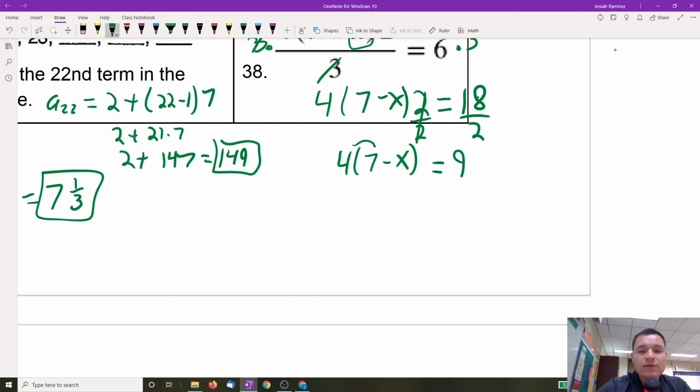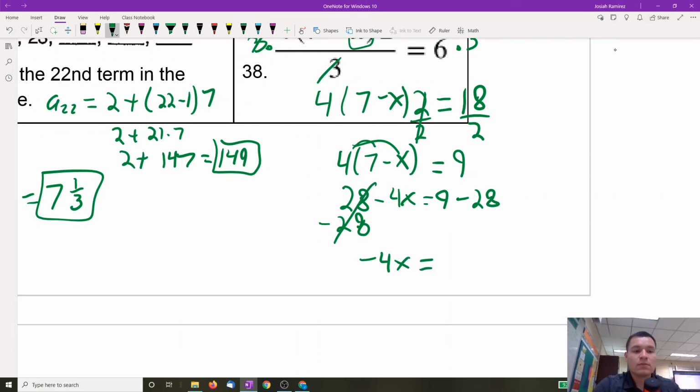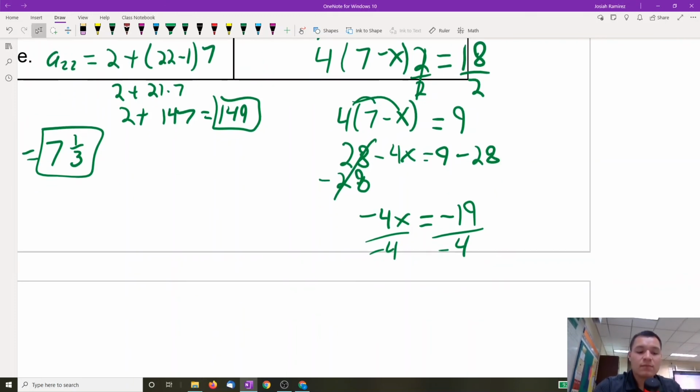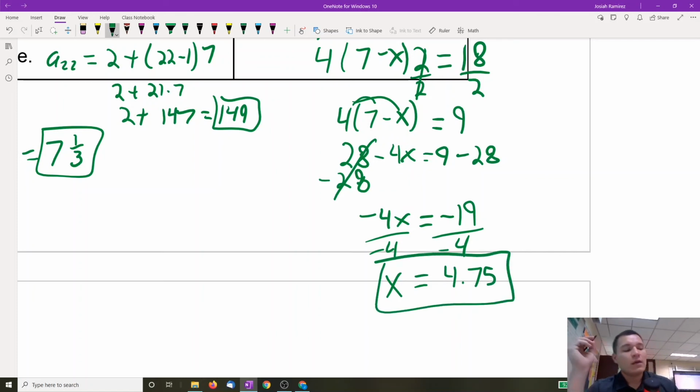Let's distribute the 4. That gives 28 minus 4x equals 9. Now we'll subtract the 28. Negative 19. We'll divide by negative 4. And we get x equals 4.75. And we're done.